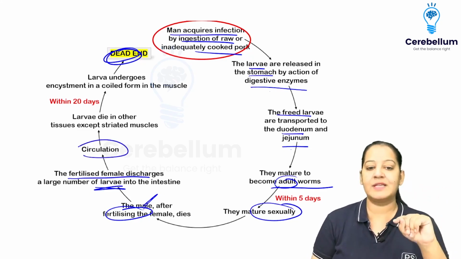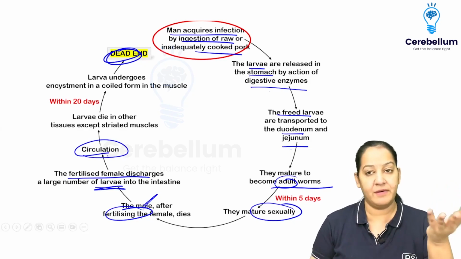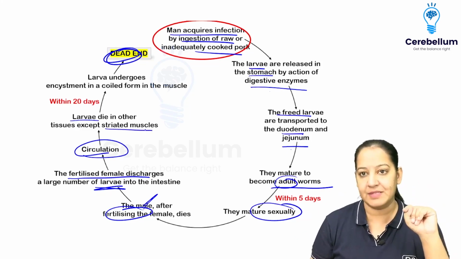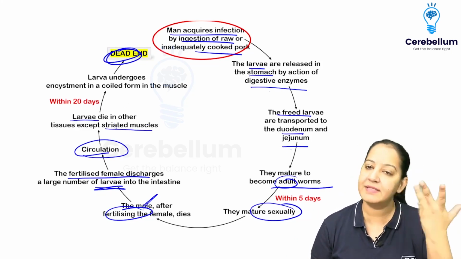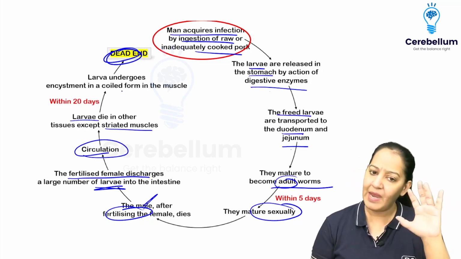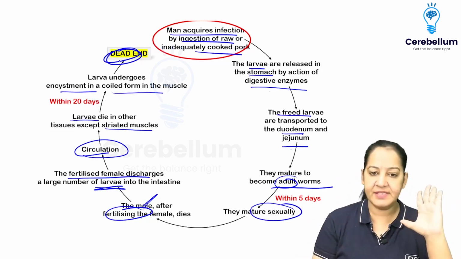The larva will go into circulation. From the circulation, larva will go to all the organs. Of course, the blood goes to all organs, but larva can survive only in skeletal muscle. In all other organs, the larva will die. So it will survive only in skeletal muscle, and it will form a cyst there and remain in a coiled form. And this is the dead end.